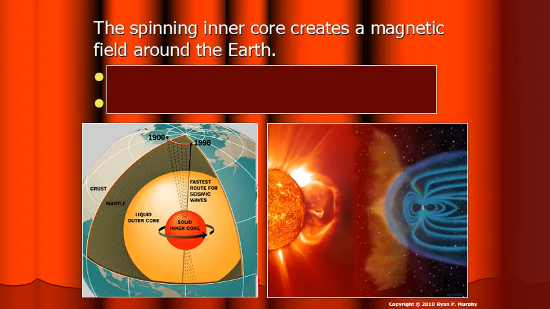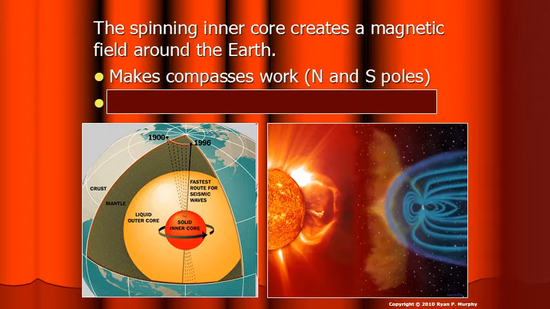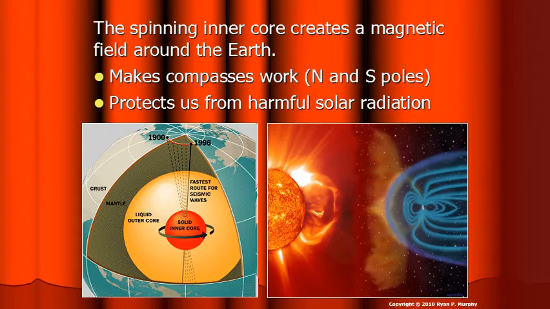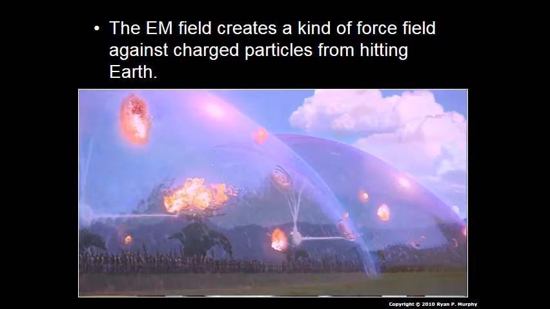Okay, so another thing that we need to know about the layers of the Earth is that the spinning inner core creates a magnetic field around the Earth. And there still is a little bit of mystery about how this works, but this is what makes compasses work, north and south poles, and it also protects us from harmful solar radiation. This is really important. If we didn't have this magnetic field, we really wouldn't have any life on Earth.